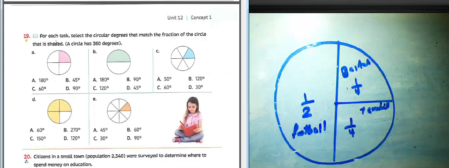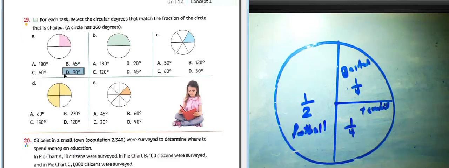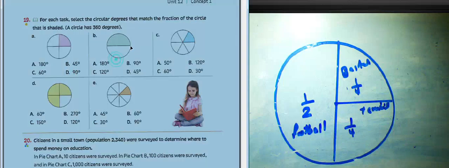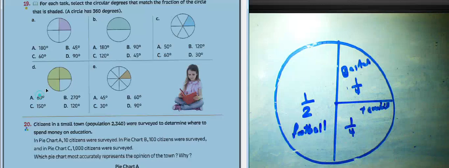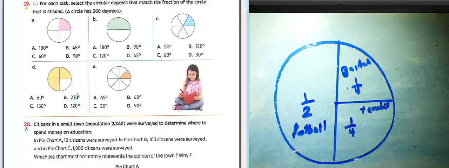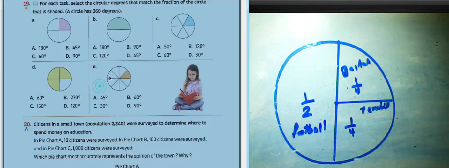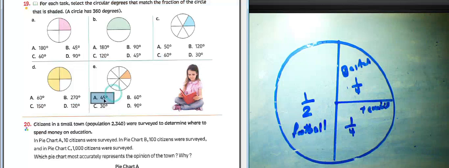In this example, for each quarter here it will be 90 degrees, and here the half, and here one part from 6 parts, it will be 1 over 6 multiplied by 360 equals 60 degrees. So the measure of this angle here equals 60 degrees, and here letter D we have 3/4 multiplied by 360, it will be 270, and here 1/8 multiplied by 360 equals 45 degrees.